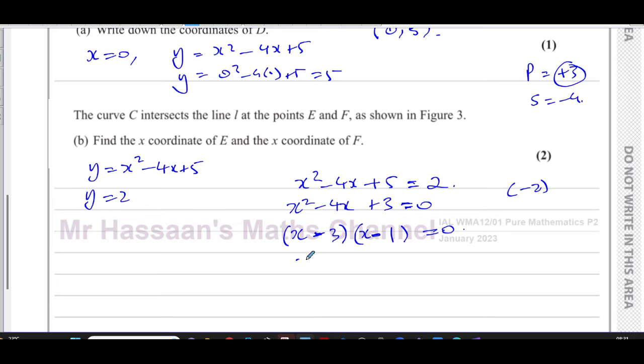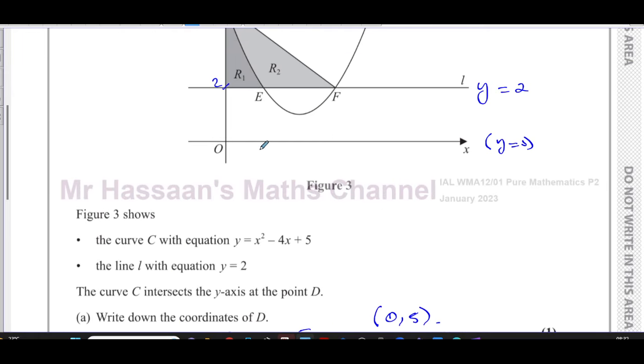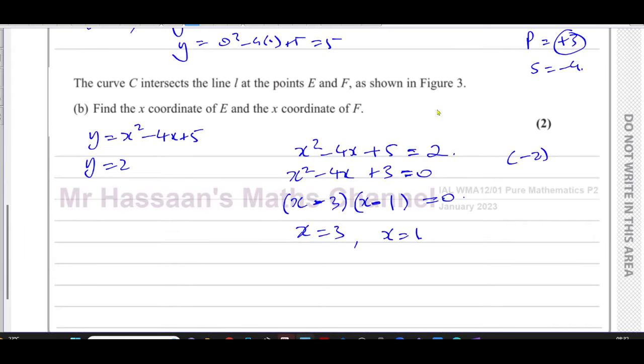So we can say x equals 3 and x equals 1. We now have to work out which is which. E must be the one where x equals 1, and F must be the one where x equals 3, because E comes before F in the diagram. Because they're not asking for the coordinates, we're just going to put the x coordinate is 1 for E, and for F, the x coordinate is equal to 3.